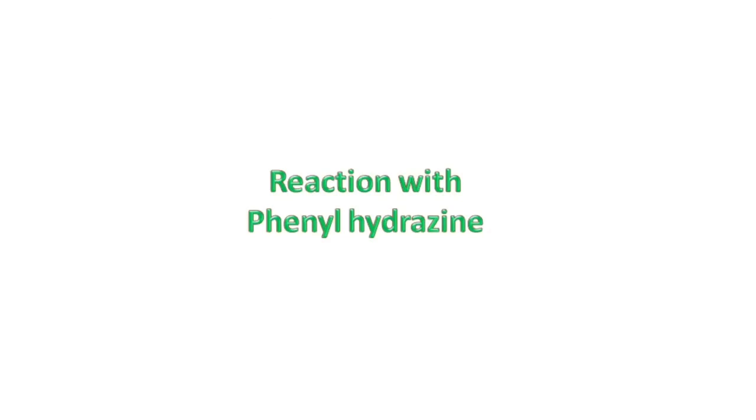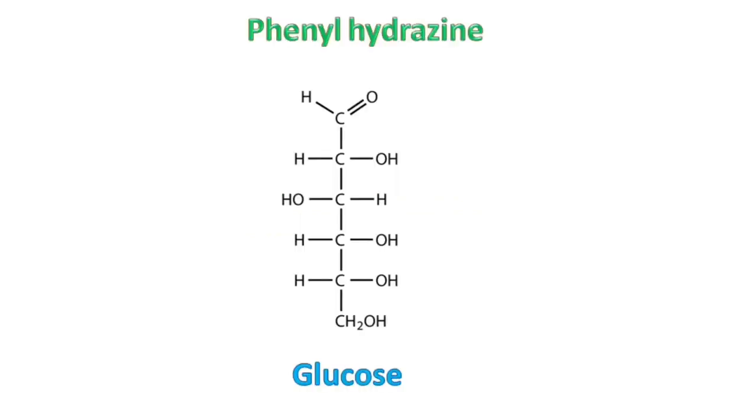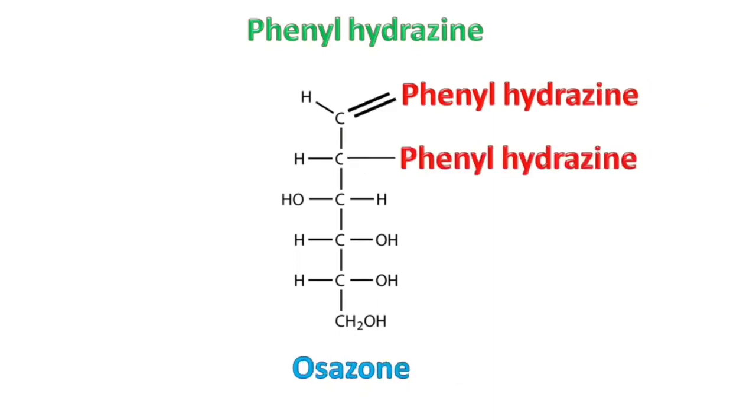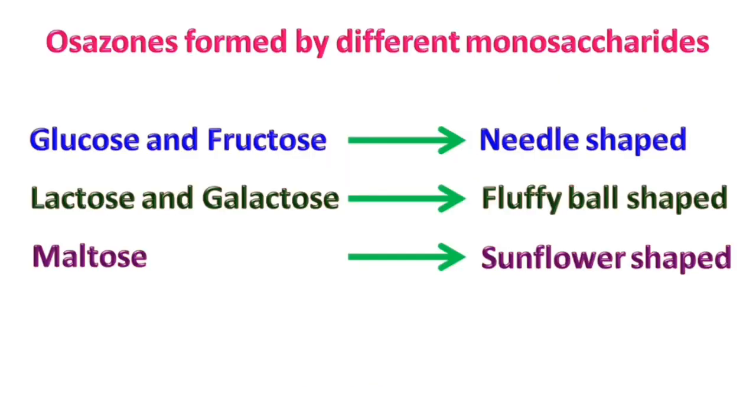Reactions with phenylhydrazine. Under acidic condition, monosaccharides can react with phenylhydrazine to give osazone. The osazones formed by different monosaccharides have different crystal structures. For example, glucose and fructose give needle-shaped crystals, lactose and galactose give fluffy ball-shaped crystals, and maltose gives sunflower-shaped crystals.